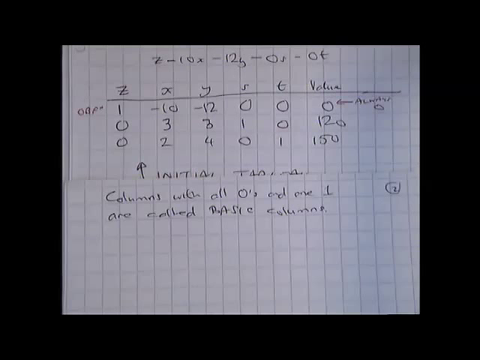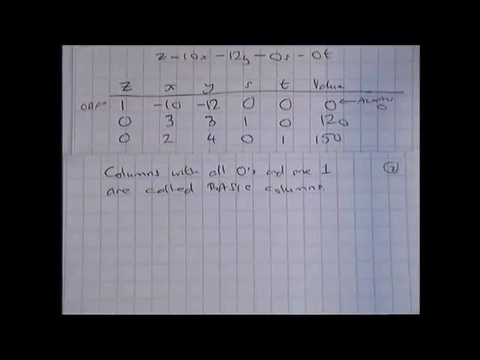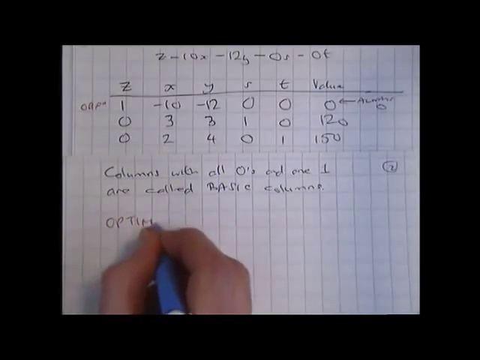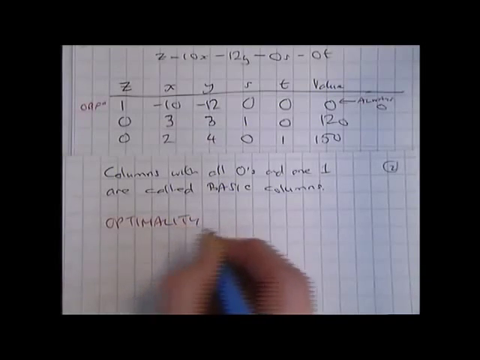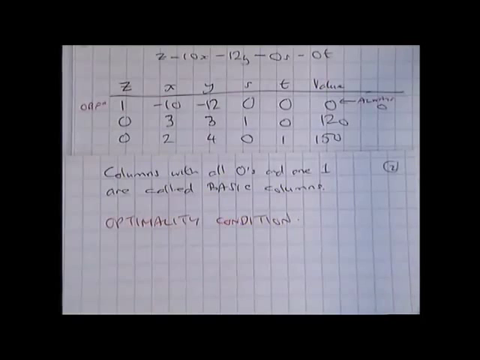Right, we need to know, how would we know when we've finished with a tableau, when it's optimal? So, we need to write down an optimality condition, and then this is something you need to learn. So, can we write down an optimality condition? Because we're going to do something to the table to change it, and every time we change it, we need to look back and say, is it optimal?